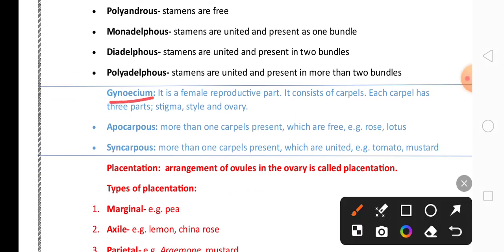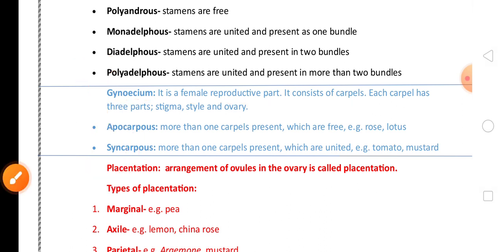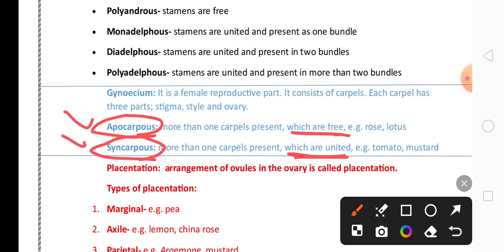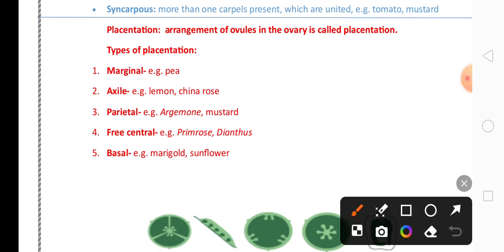Gynoecium is the female reproductive part of the flower. Its units are called pistil or carpel. The pistil or carpel is made up of 3 parts: stigma, style and ovary. If the carpels or pistils are free, that condition is called apocarpous. If the carpels are united, the condition is called syncarpous. 1 mark important question.